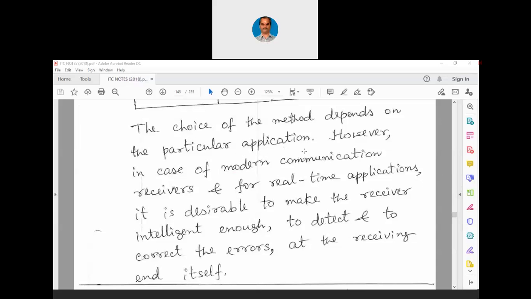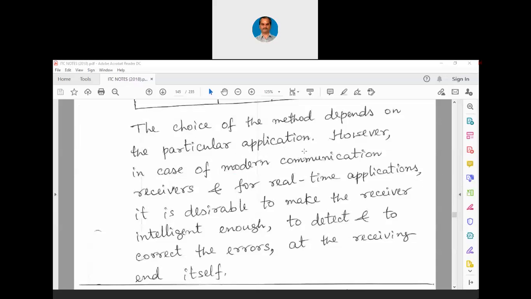So then the receiver, if there is error, the receiver itself has to detect the error and correct the error. If it is half duplex communication, then it is possible that the receiver will only detect the error, it will not correct the error, it will ask the transmitter to send the data back. There is a reverse channel there. That is possible. But what about full duplex communication?